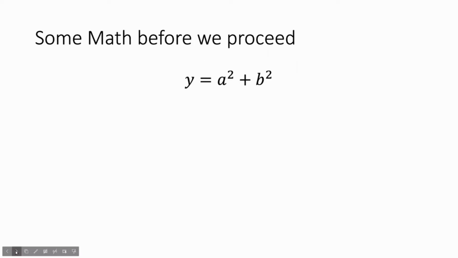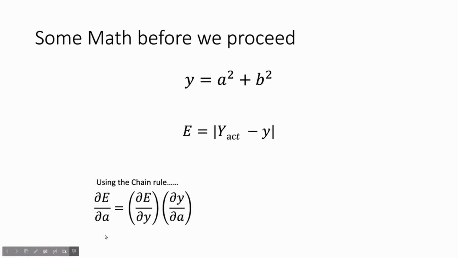We know y is equal to a square plus b square. Our goal is to calculate the partial derivative of the loss function with respect to a. So we know our partial derivative is this, and so we can use the chain rule. Now what the chain rule says is that the partial derivative of the loss function with respect to a can be computed by computing the partial derivative of the loss function with respect to y, multiplied by the partial derivative of y with respect to a.